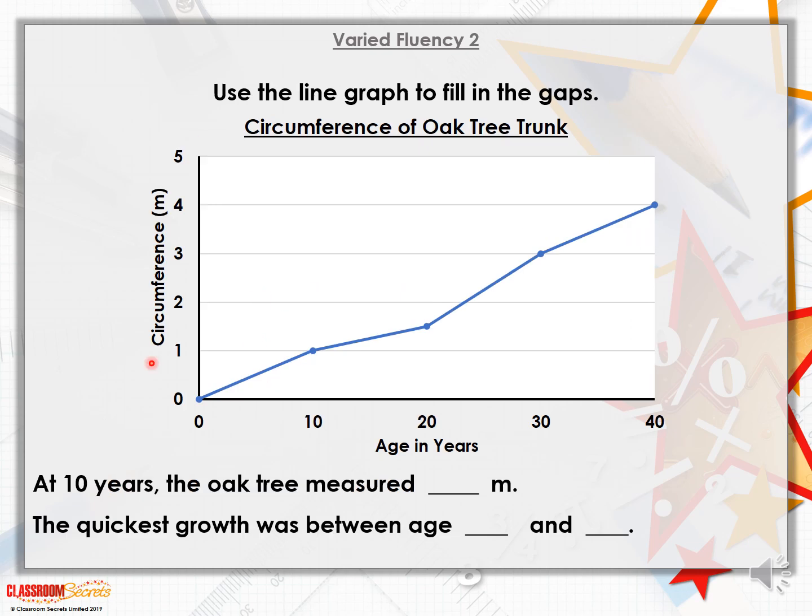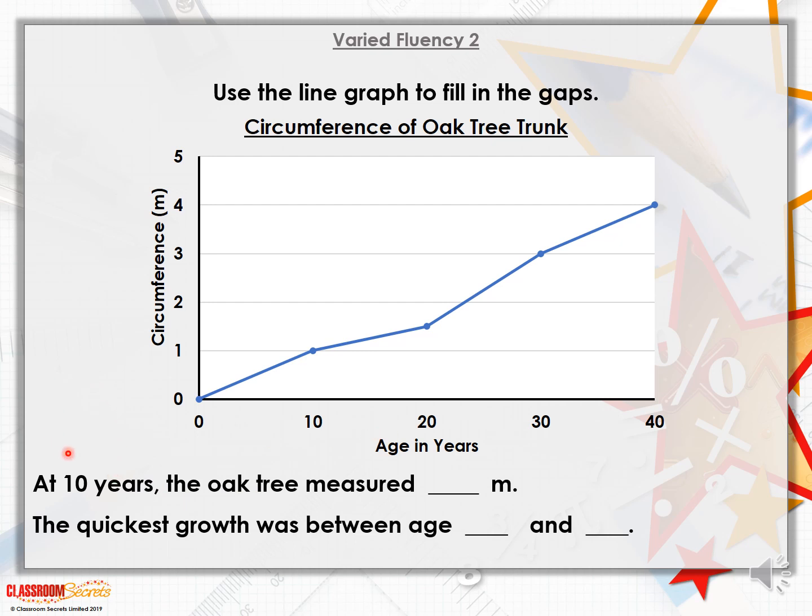Question 2 then. Okay, so we've been introduced to line graphs. Let's see if we can figure this one out. It says here, use the line graph to fill in the gaps. So we've got a title, circumference of oak tree trunks. Okay, and we have the age in years of the tree, so 10 years, 20, 30, 40 years. And at the side here, we have the circumference in meters. So we have 1, 2, 3, 4, 5.